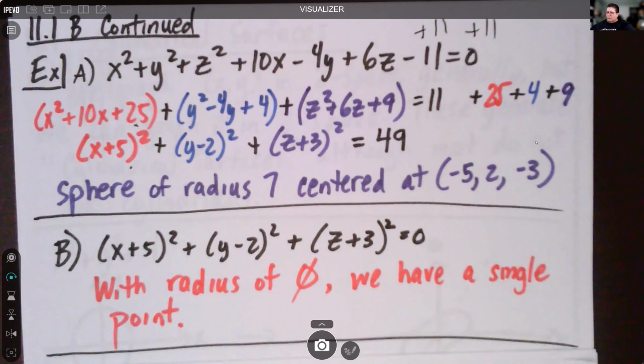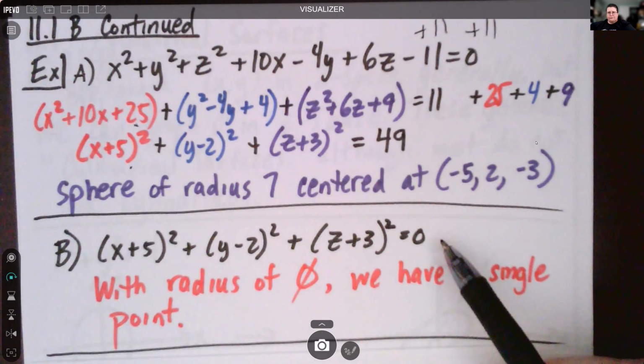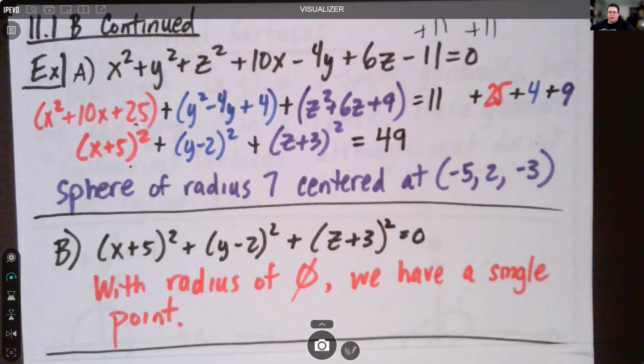If the right side, when we were done, equaled 0, then we have a radius of 0, which means we have a point there, but we're not going outward from it. If we're not going outward from it, we just have a single point.